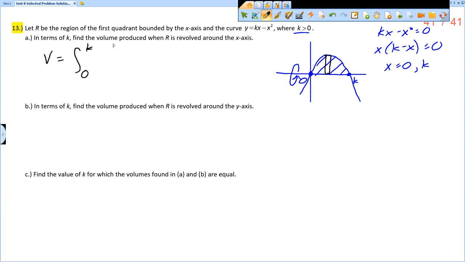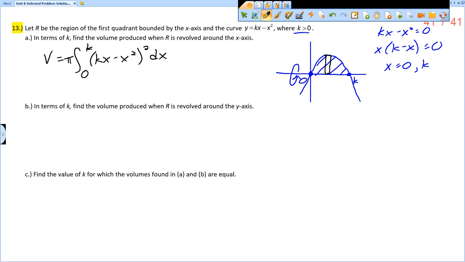All right, and so I'm going to integrate what? Well, this is a volume, right? So we're going to use the washer method. Sorry, not the washer method, the disk method, because there is no gap between the axis of rotation and the region. And so we're just going to take pi times the radius squared, right? So what is the radius? Well, that would be the upper boundary minus the lower boundary. So the upper boundary is kx minus x squared minus the lower boundary, which is 0, and then squared, with respect to x.